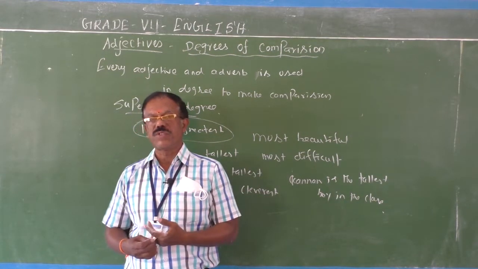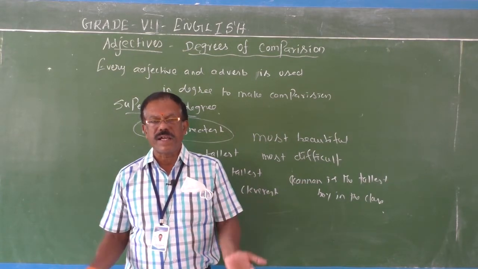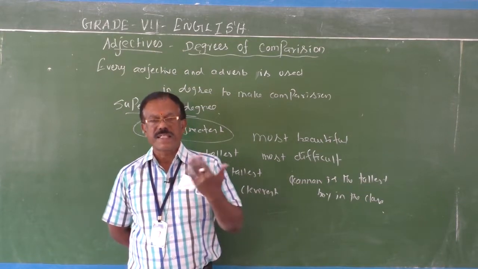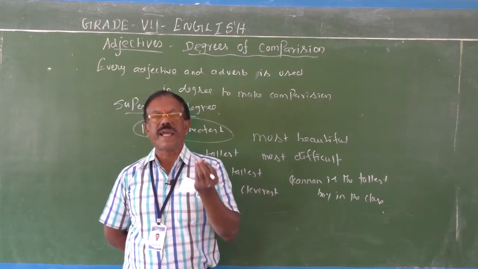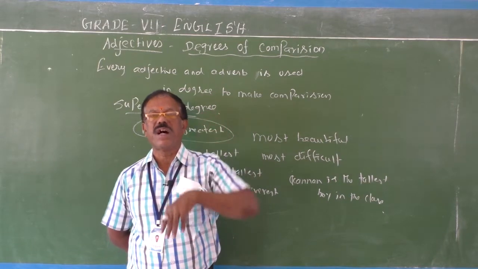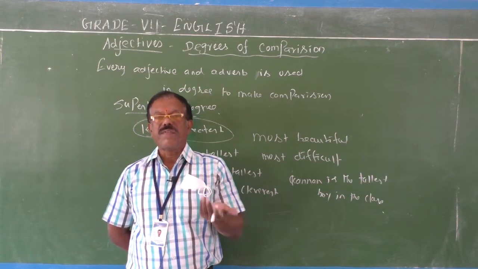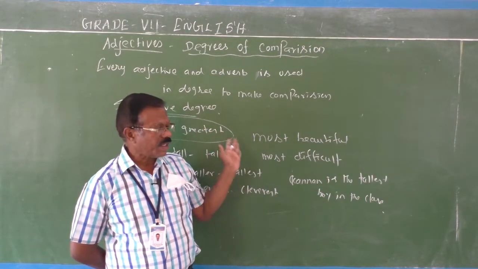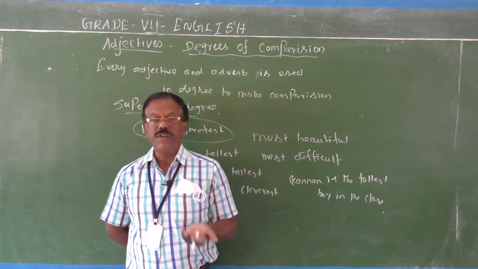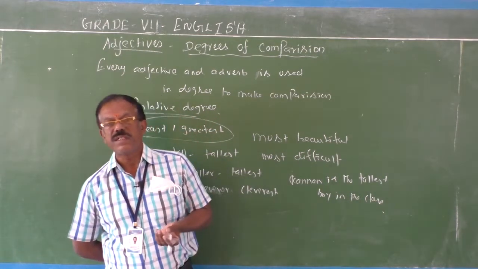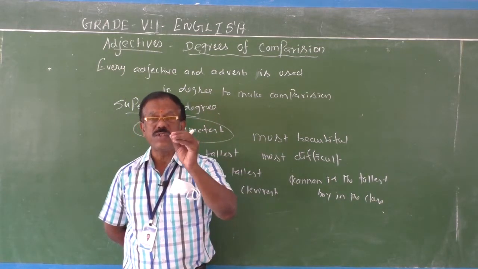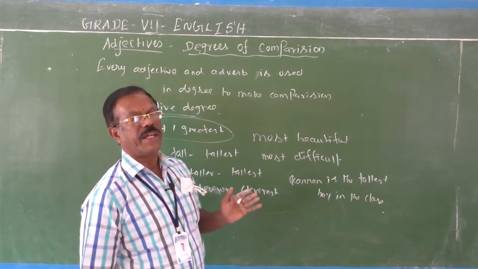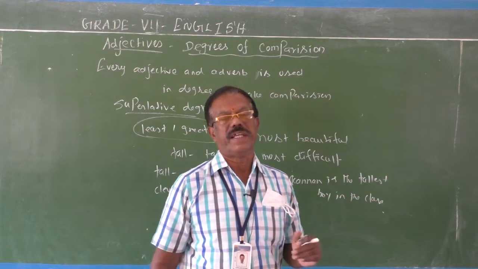Comparative forms are used to compare the quality of any two objects or two persons. This comparative degree is formed by adding er to the base or root word of adjectives, or we can add more before such adjectives. Then the superlative degree of an adjective is formed by adding est to the base form of adjectives, or you can take most before the base form to form the superlative degree.